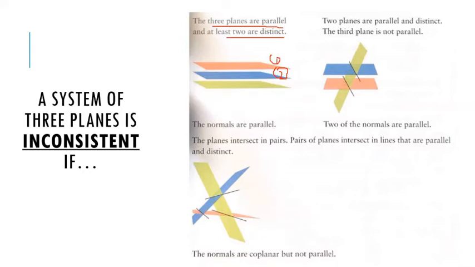The second option is you have two parallel planes, and then the third one cuts across them, and that's going to happen whenever that third one is not parallel. And then the last option is that pairs of the planes intersect. So green clearly intersects blue, forming a line. Blue intersects red, forming a line. Green intersects red, forming a line. But they never meet at the exact same point like they did in the previous slide. So here the normals are still coplanar, but the normals are not parallel.